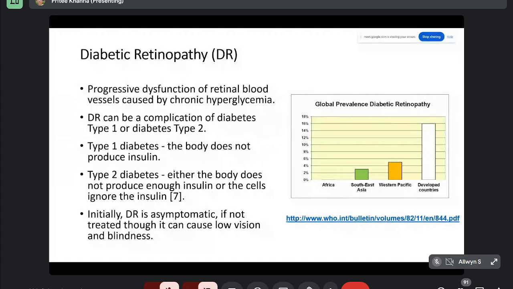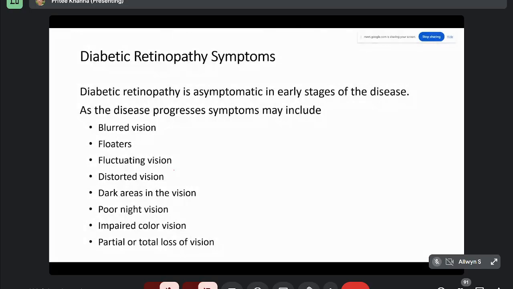And only when low vision happens do we come to know that something is going on. That is the problem, and that is why finding out a disease at its onset is most important, right? In the early stage, as I told you, you will not get symptoms, but as the disease progresses, there are symptoms, for example blurred vision, floaters, fluctuating vision, distorted vision, dark areas in the vision, poor night vision. And what happens when you talk about floaters?